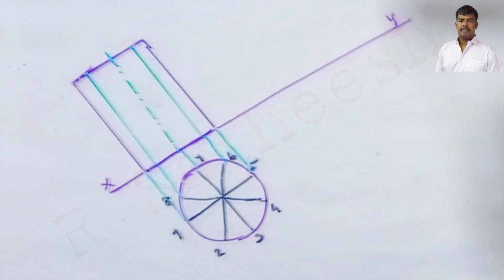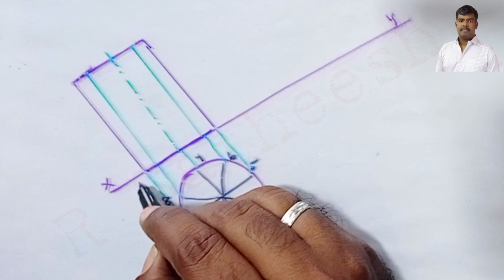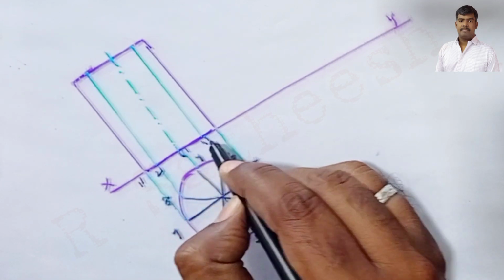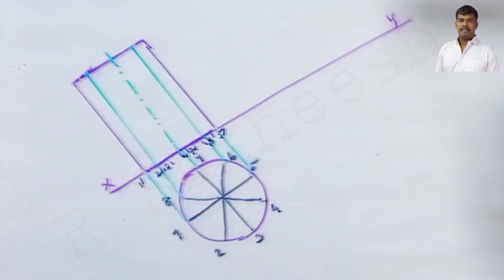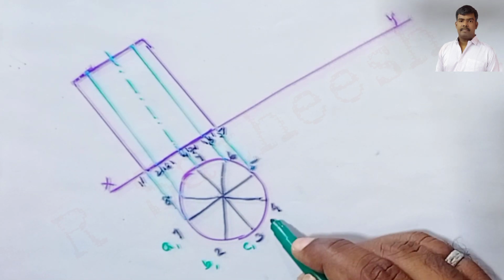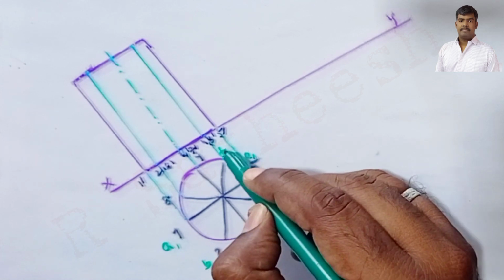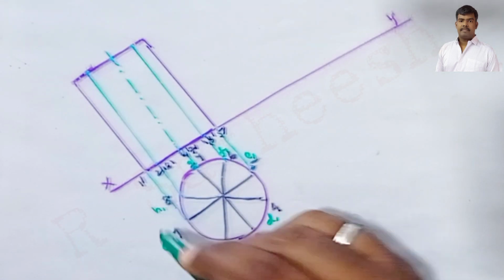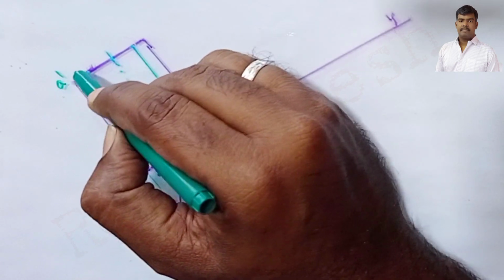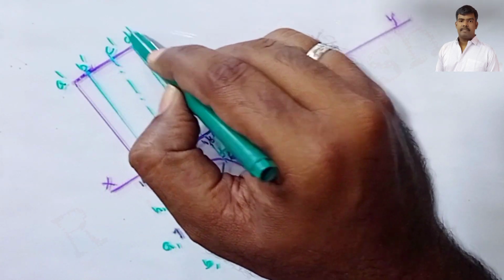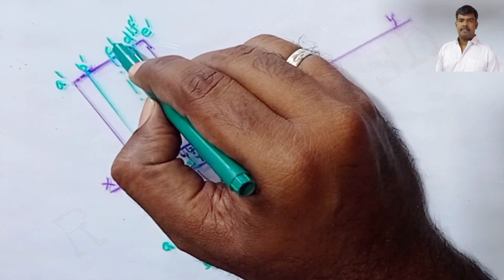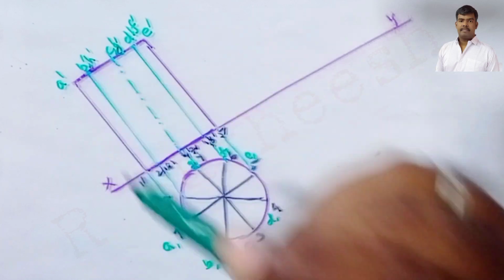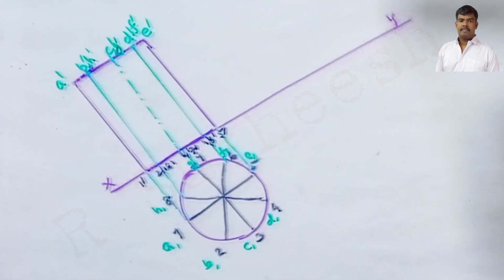Clear? So here this is the base: 1, 2, 3, 4, 1 dash, 2 dash, 3 dash, 4 dash, 5 dash, 4, 6 dash, 3, 7 dash, 2, 8 dash. Similarly in the top, A, B, C, D, E, F, G and H. The top points are A dash, B dash, C, D, E, F. Clear? So this is the solid, that is the cylinder.